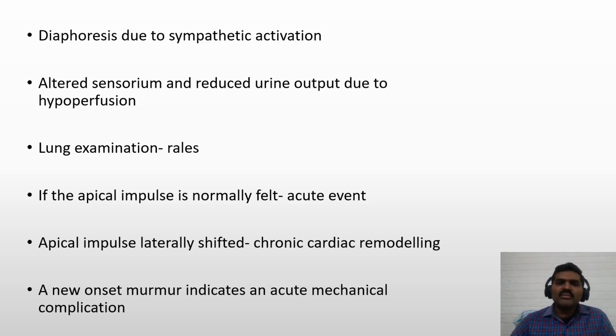If the apical impulse is shifted laterally, that means there is a chronic heart condition, especially left ventricular hypertrophy due to any valvular disease. Chronic cardiac remodeling is suspected. A new onset murmur usually indicates an acute mechanical complication.